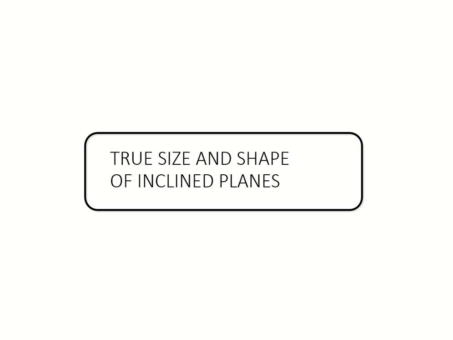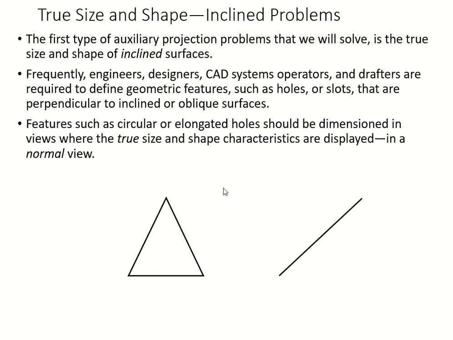Okay, then we're gonna get into true size and shape. Of course, we'll take a look at the inclined planes. Alright, so usually the very first problem that we solve is a true size and shape, and we usually start with the inclined surfaces in solving auxiliary projection problems. So you will see this type of problem often.